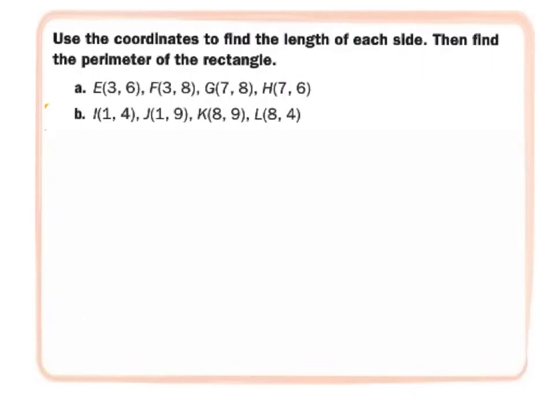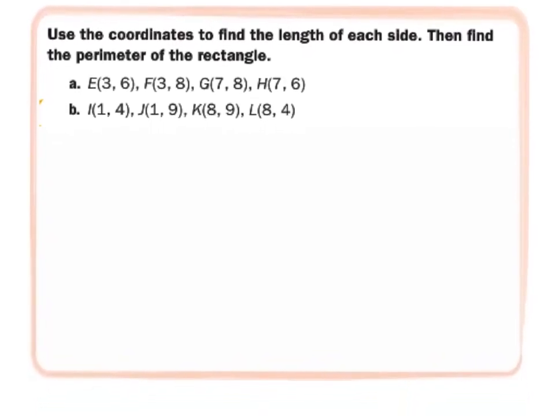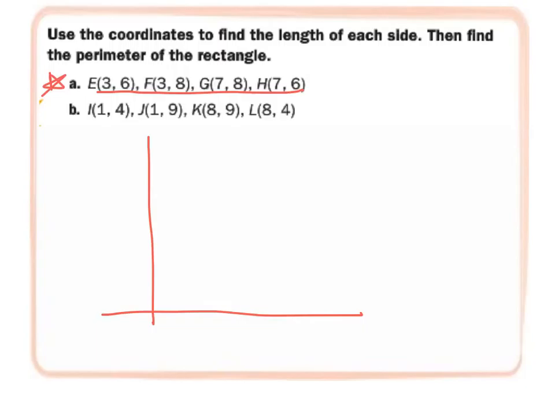Okay, so for these problems, they give us some coordinates and we need to find the perimeter. So in order to find the perimeter, I need to find the length of each side. And how I'm going to do that is I'm going to draw a picture. Okay, so I see that I'm going to first do A. And I see that my biggest number out of all these is 8. So I'm going to do each one by 8. 1, 2, 3, 4, 5, 6, 7, 8. 1, 2, 3, 4, 5, 6, 7, 8.